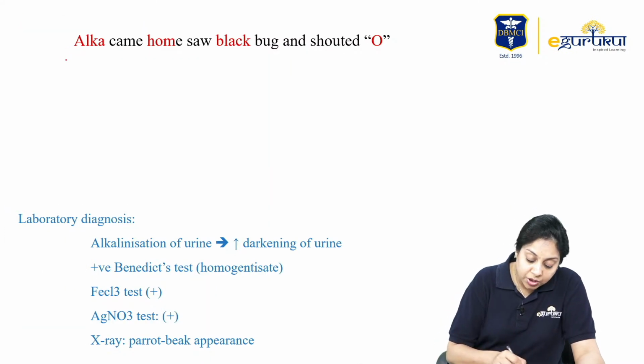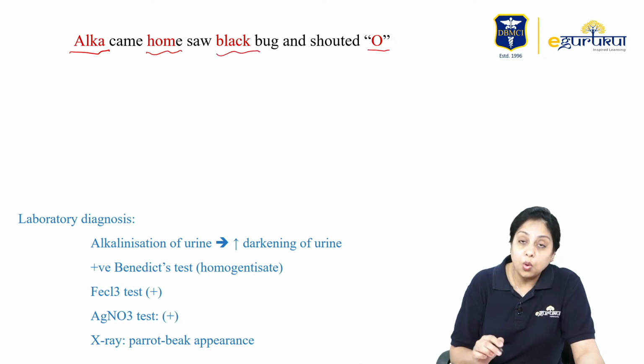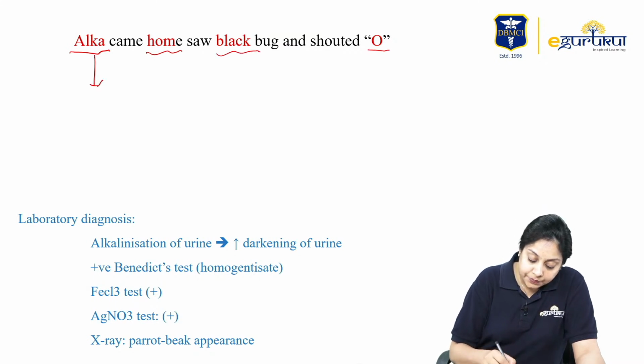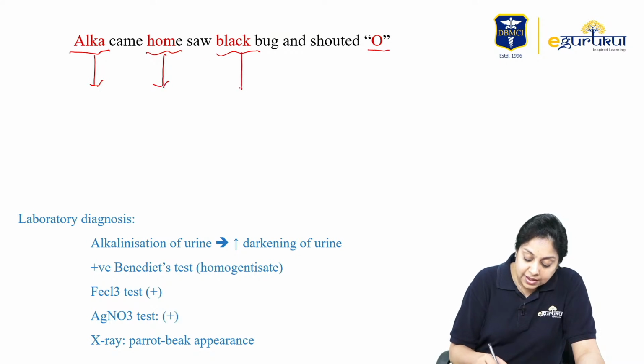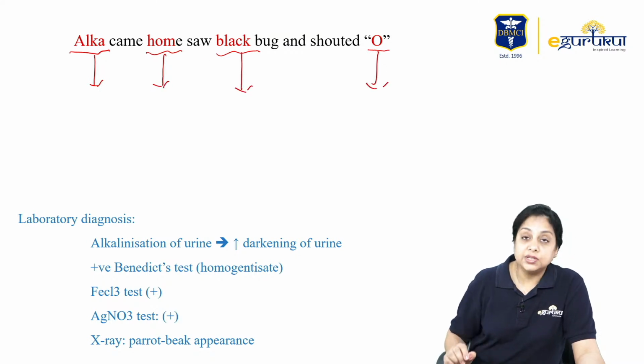And this was the mnemonic I gave you. Alka came home, saw black bug and shouted, oh, alkaptonuria, homogentisic acid, black urine, ochronosis, right?